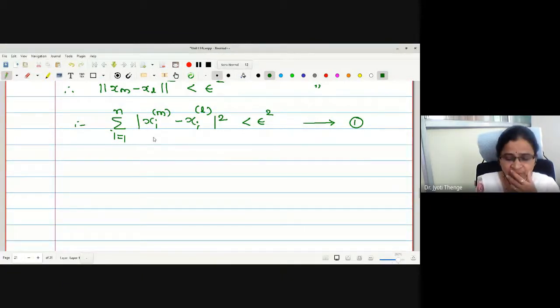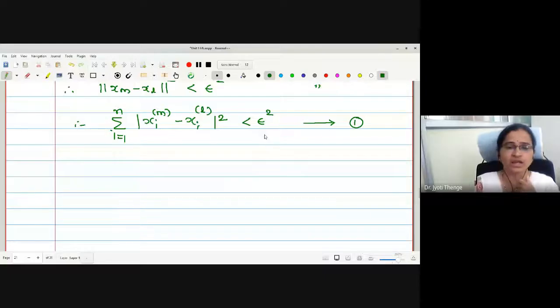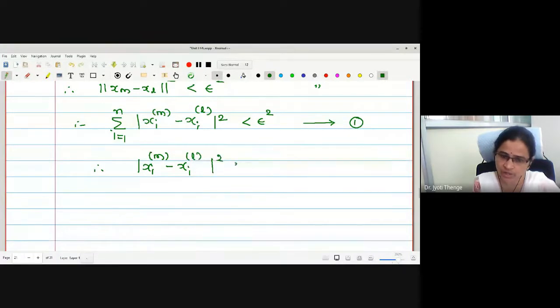Now, every individual term is non-negative. Therefore, may I say every individual term is less than epsilon square also? Can I write like this? Mod xim minus xil square less than epsilon square.